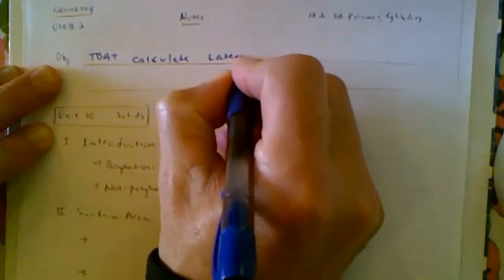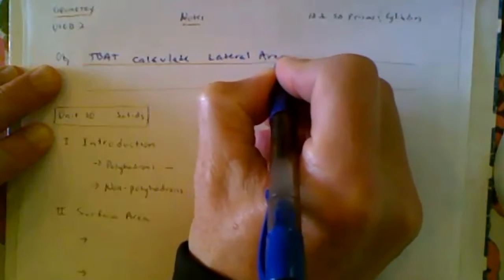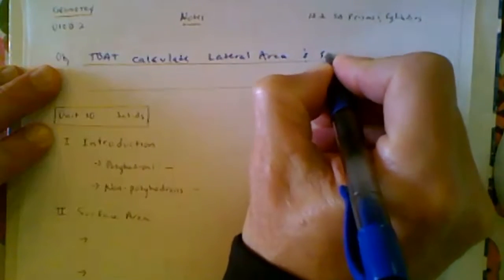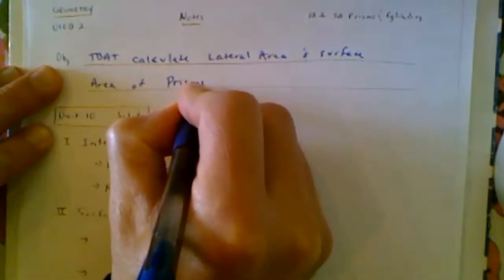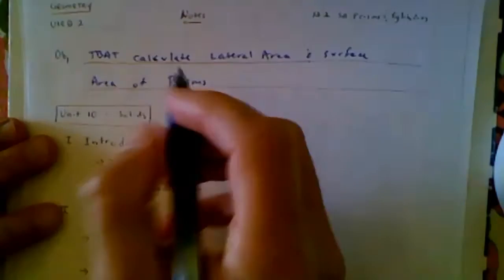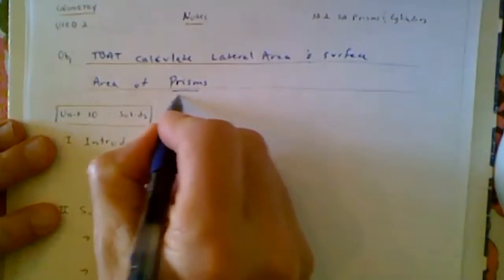calculate surface area, or lateral area and surface area of prisms. So we're going to start to take measurements of these different 3D solids, and today we're going to focus in on the lateral area and surface area of a prism.